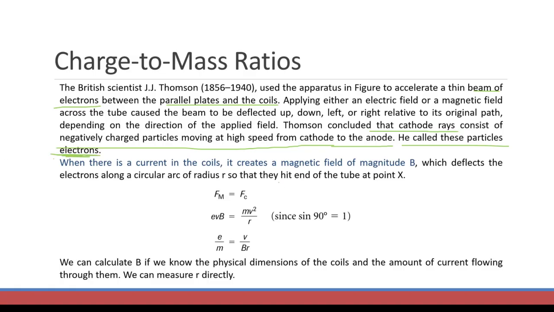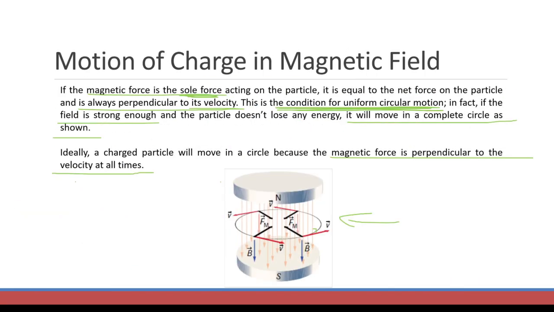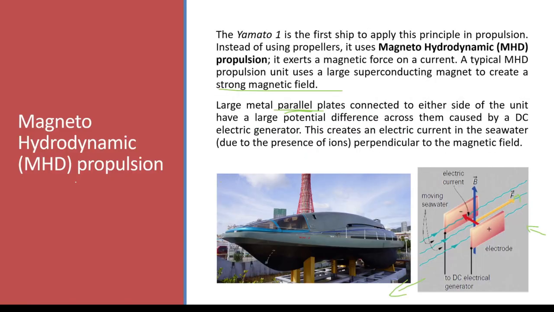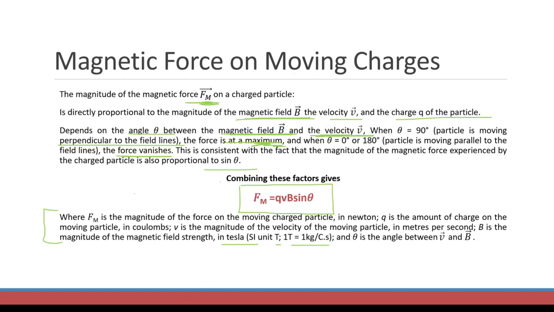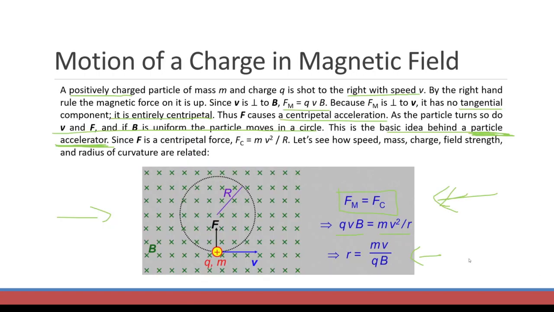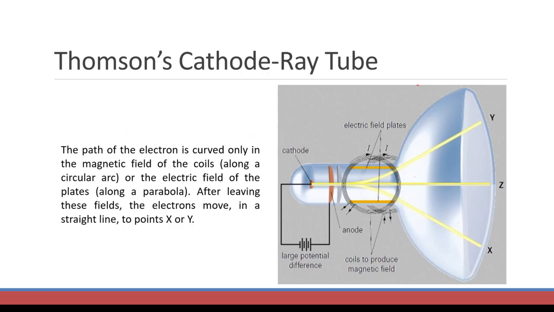When there is a current in the coils, it creates a magnetic field of magnitude B, which deflects the electrons along a circular arc of radius r so that they hit the end of the tube at a point x. And so similarly, we come to a similar result of that formula before, where we can measure our r here. Similar to here. So here's the figure of his cathode ray tube.